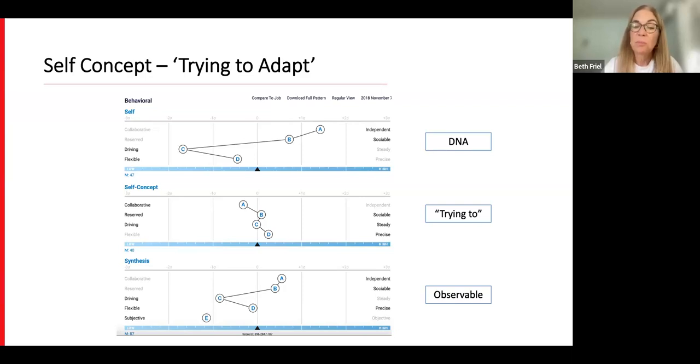And really important is that it switched from A higher than D, so I'm comfortable with risk, comfortable with uncertainty, to D higher than A: I protect against risk. I'm cautious. I make slower decisions. So that's why I call that the trying to graph, because then what's observable is somewhere in between your natural behaviors and how you're really trying to adapt those.